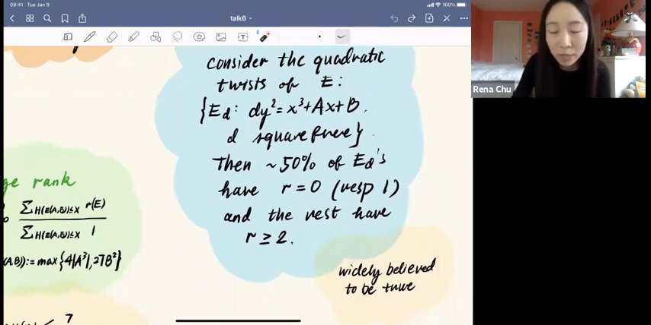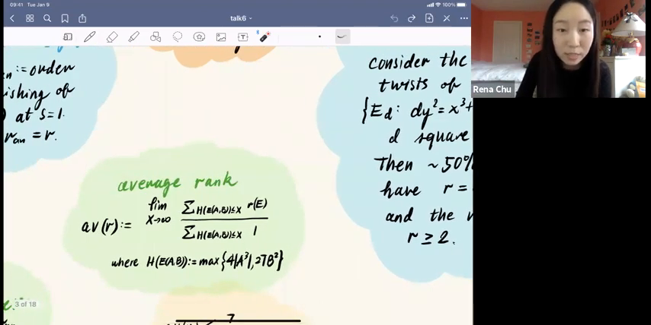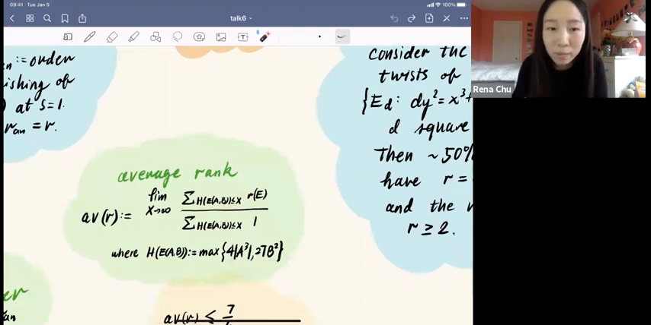In terms of the average rank, something else we can look at is this value here, which we define as the average rank. Here it's summing over all elliptic curves whose height, the h function here, is less than or equal to x, and we take the limit as x goes to infinity. Now this height is defined in terms of a and b, where recall a and b are the coefficients from the Weierstrass equation of the elliptic curve.